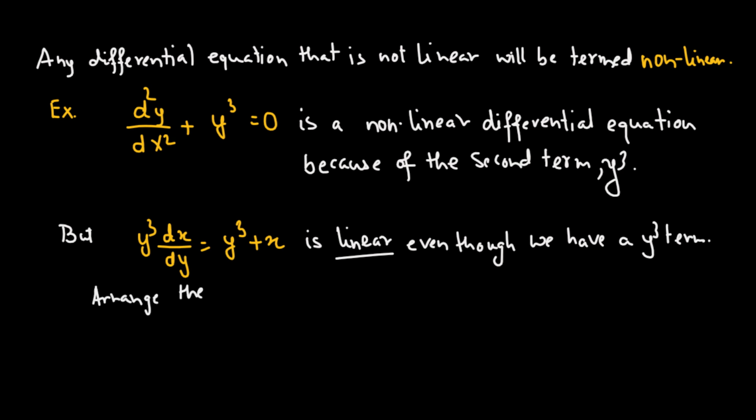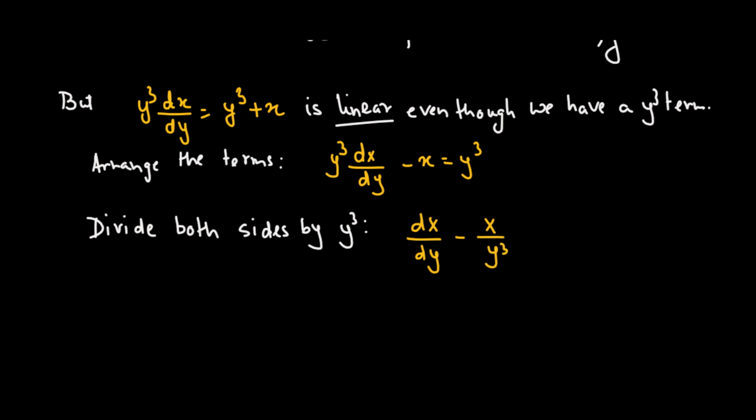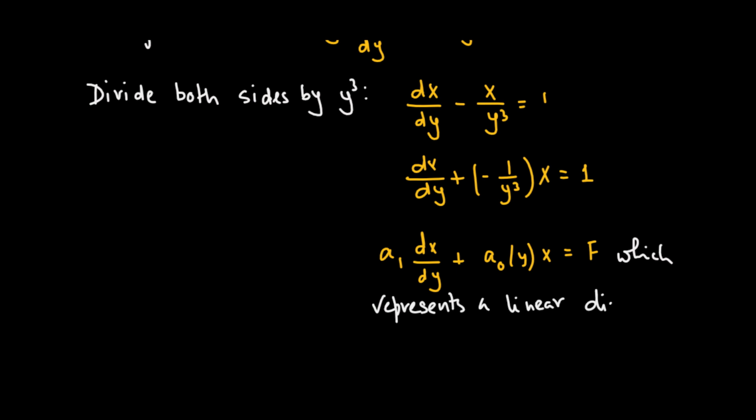Arrange the terms: y cubed times dx/dy minus x equals y cubed. Dividing both sides by y cubed, we get dx/dy minus x over y cubed equals 1, which can be rewritten as dx/dy plus (negative 1 over y cubed) times x equals 1. If we compare it with a1(y) dx/dy plus a0(y) x equals f(y), which represents a linear differential equation.